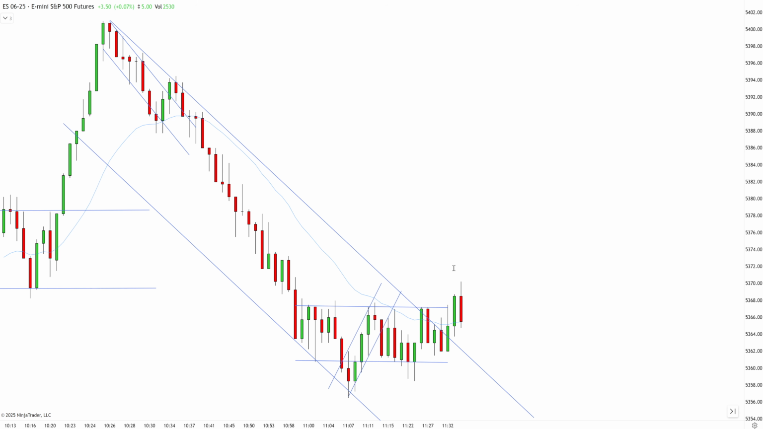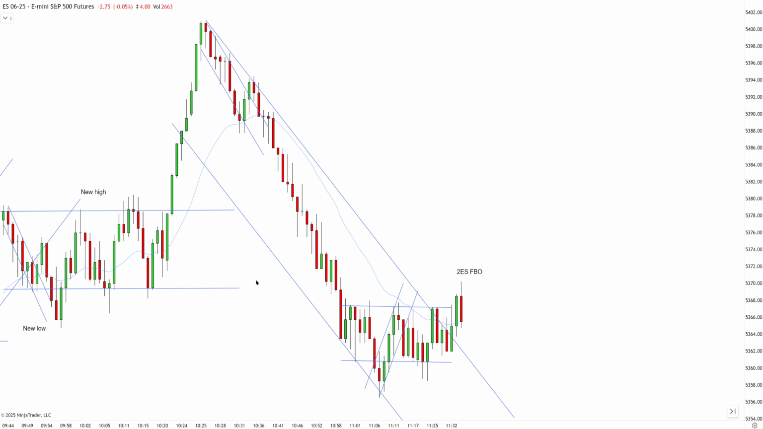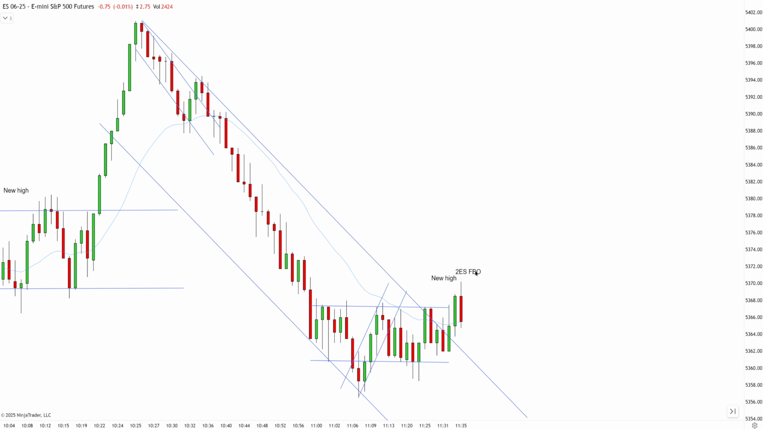Now, this is a solid setup. Why is this a solid setup? Well, because there are many reasons. Number one, this is a second entry short and the uptrend played out. This uptrend finally played out. So you are clear. You don't have to be afraid of the bullish correction. This is also a mini failed breakout out of this consolidation.